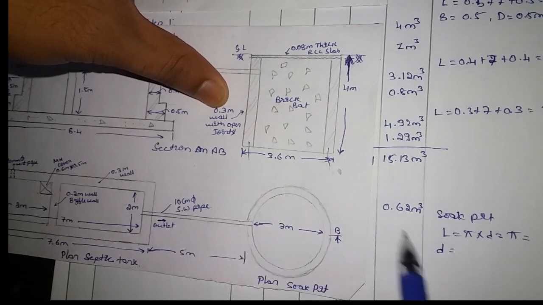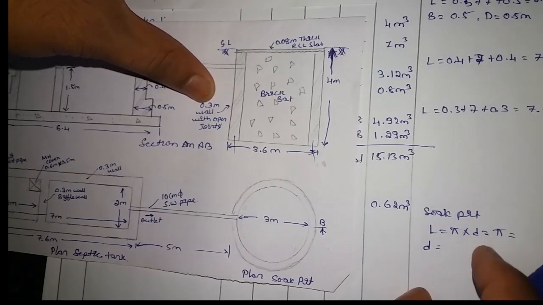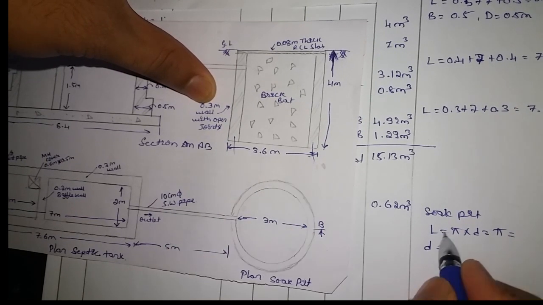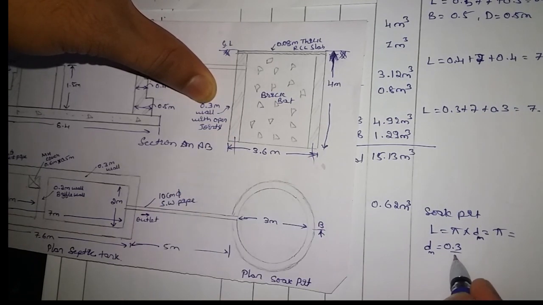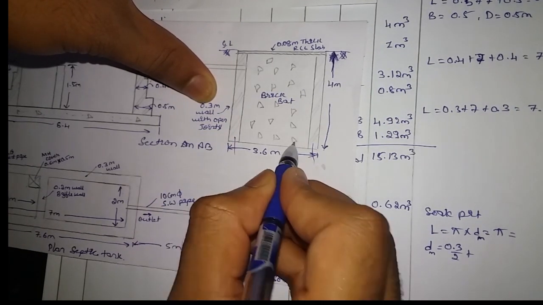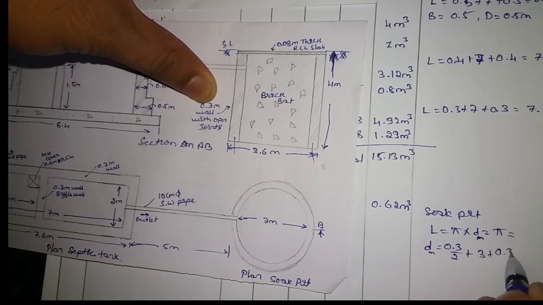Whenever we are finding out this d, that is, the circumference of the circle, we need to go for the inner to inner. So I will make it as dm. So dm is equal to what? That is 0.3, this is the wall thickness, divided by 2, then the inner to inner distance, which is given in the question, that is 3 plus 0.3 divided by 2.